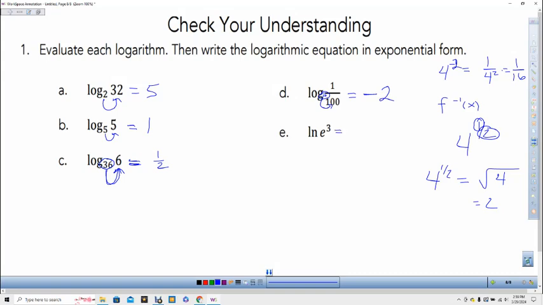All right, and natural log of e to the third. Well, here's the thing. Until you get really comfortable with this, rewrite it: log base e of e to the third. Now, all you're doing is saying e raised to what power equals e to the third power? Well, that would be 3. You would have to raise e to the third power to equal the value of that thing right there.